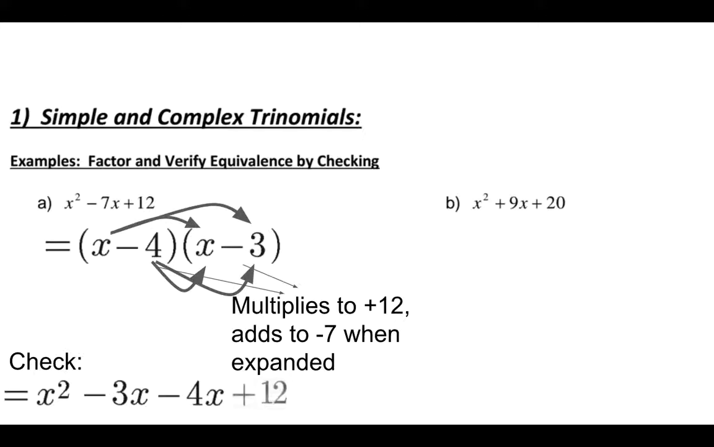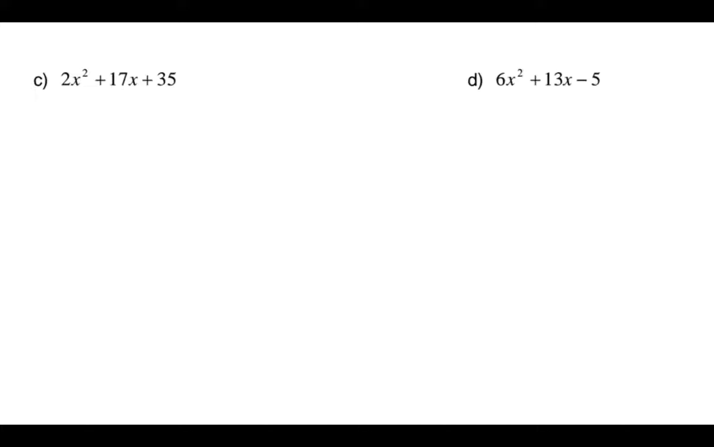And really, we don't have to check the first and the last number. We know that they would work. We just have to make sure the middle term is -7. And the next one, you've got x and x, and when they're multiplied together, we get x squared. And then two numbers that multiply to 20 are going to be 5 and 4. And so we get (x + 5)(x + 4).